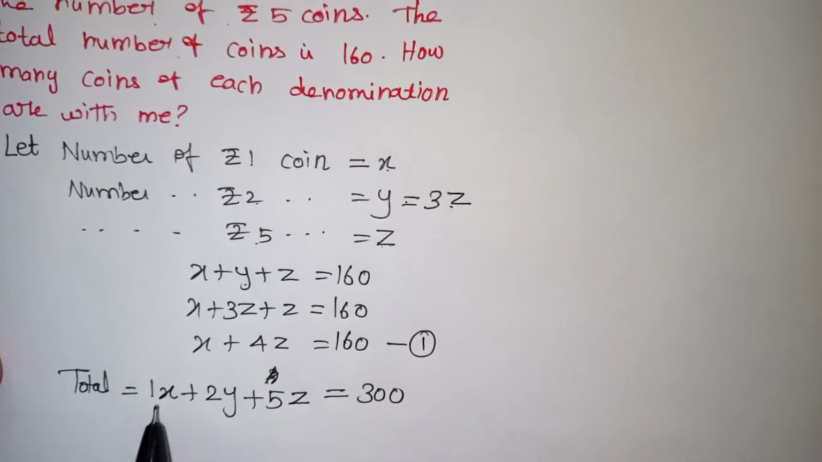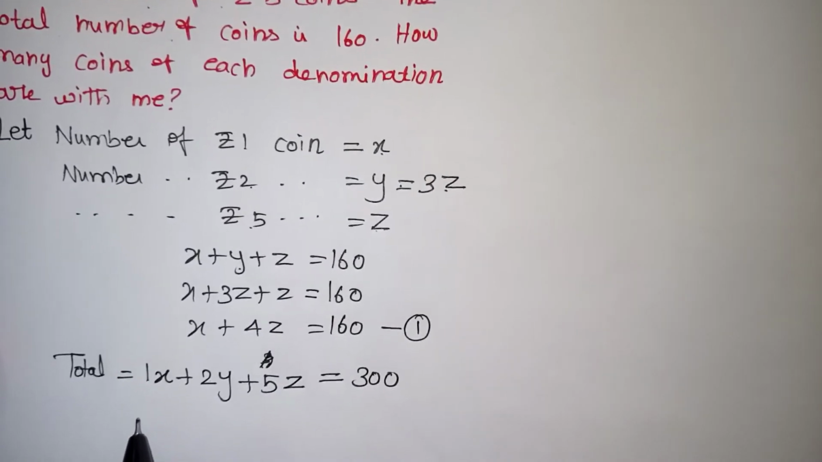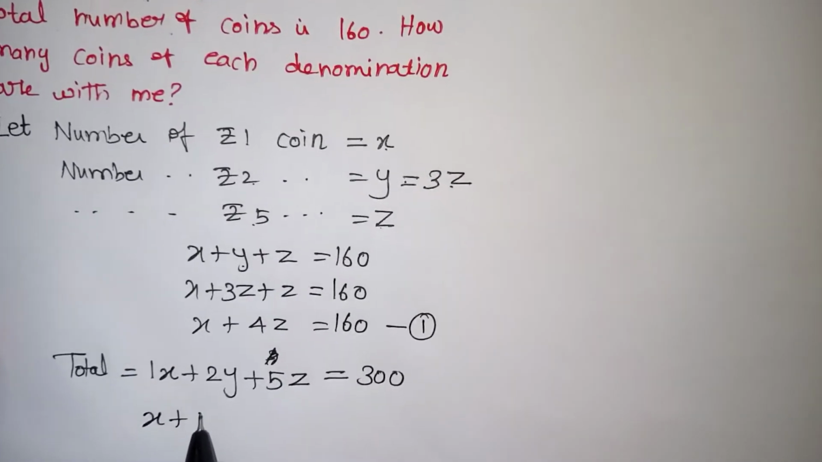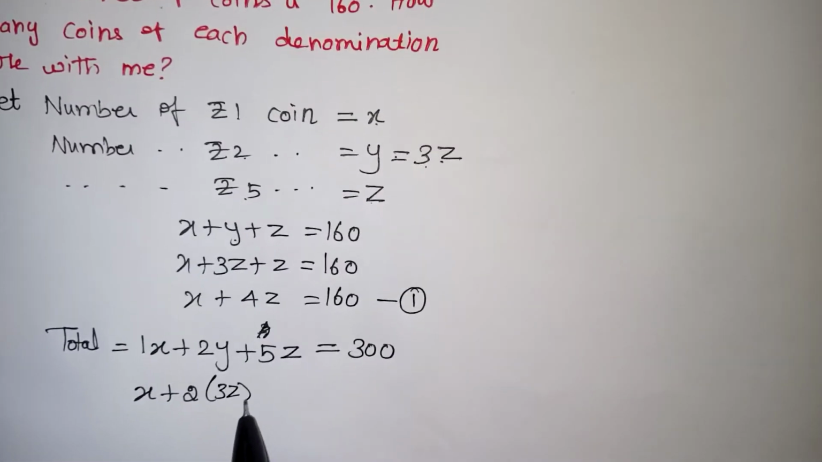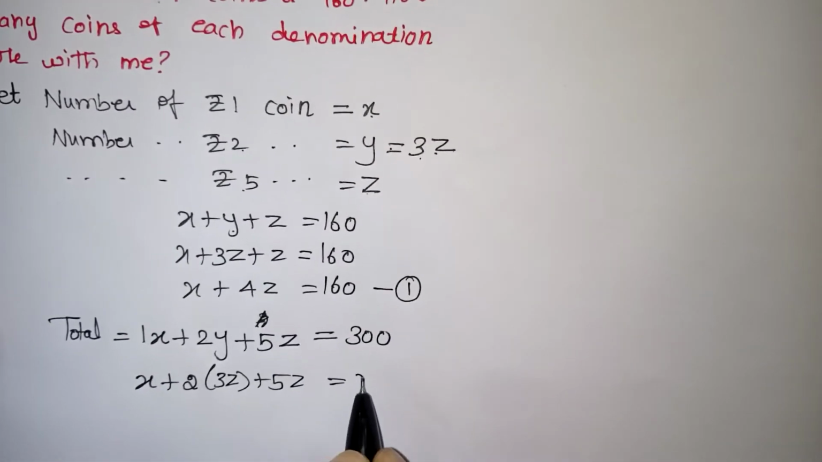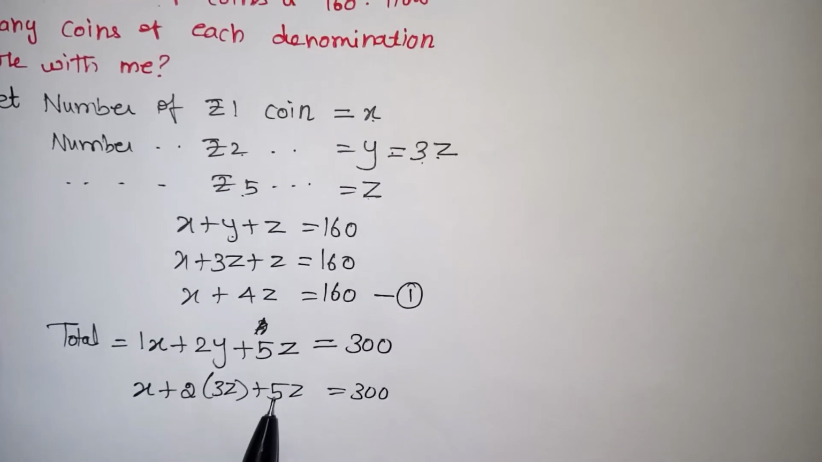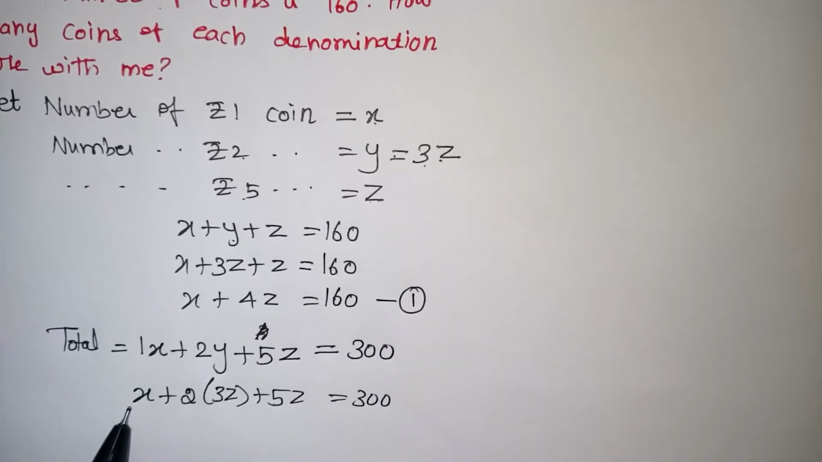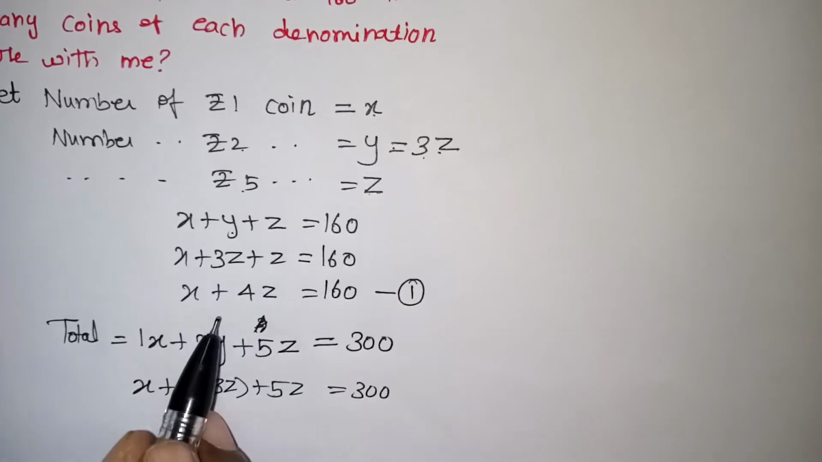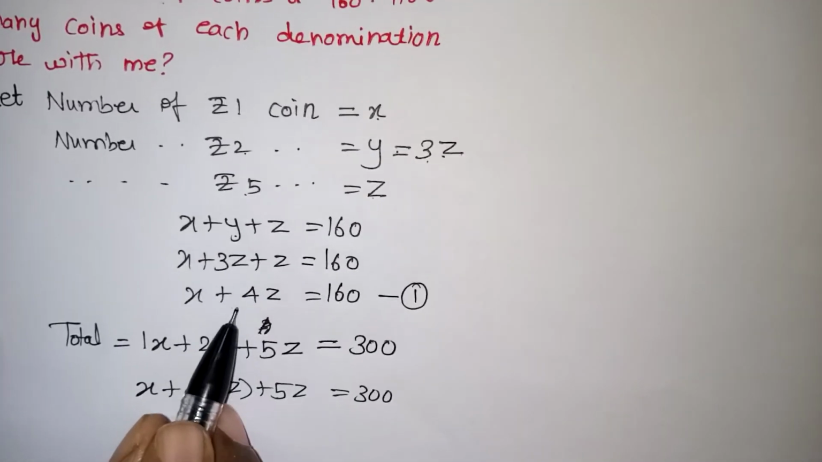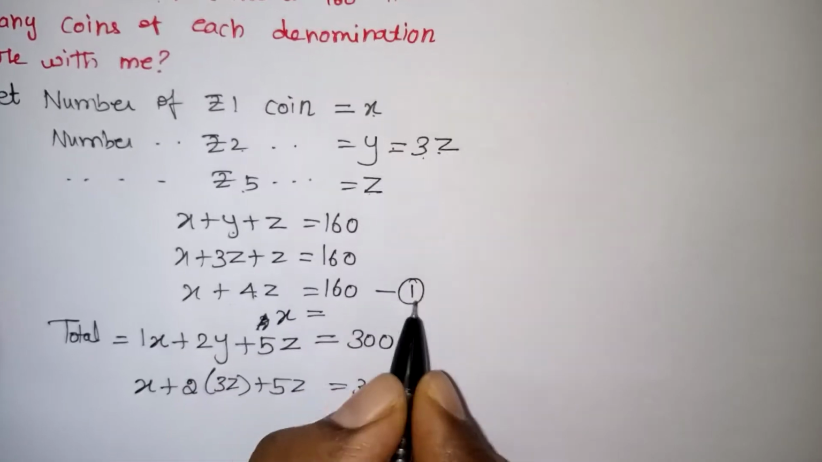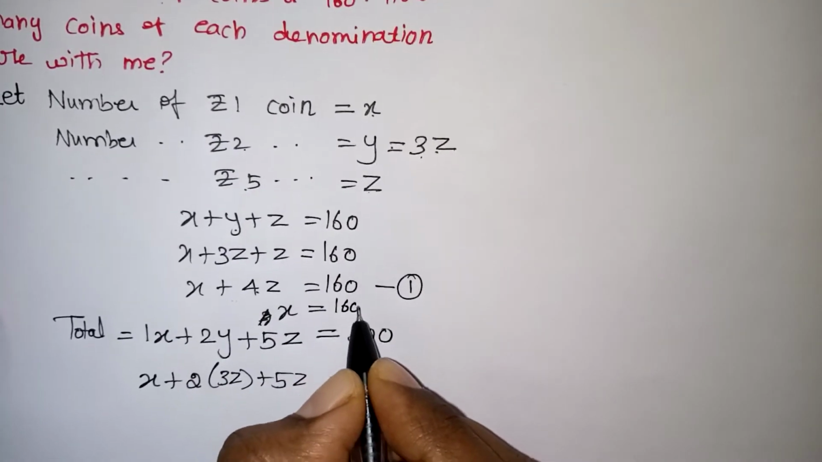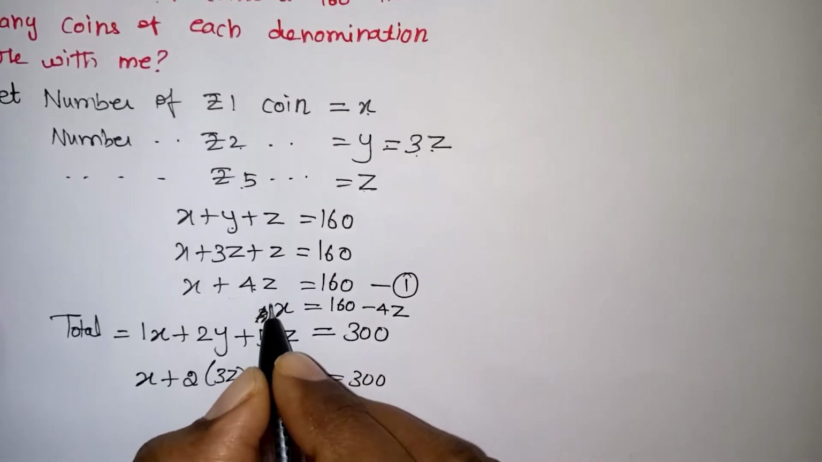So here again you can substitute. So x plus 2 into, in place of y we can take 3z, and plus 5z, which is equal to 300. Here these two terms are in z, and only one x variable is there. That is what we should get from the first equation. So from here I can get the x value. x is equal to 160 minus 4z, taking the plus 4z to the other side, it becomes minus.